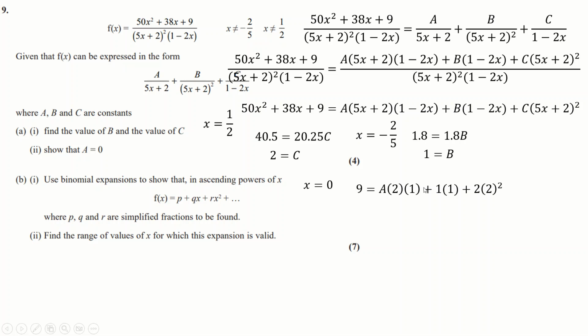maybe at x equals 0. So I've put in b as 1, c as 2, and evaluated x is 0, which gives me 9, and then 2 here, and then 1 there. And we can get a as 0 pretty quickly, which is good. Okay, so that's all of that bit done.